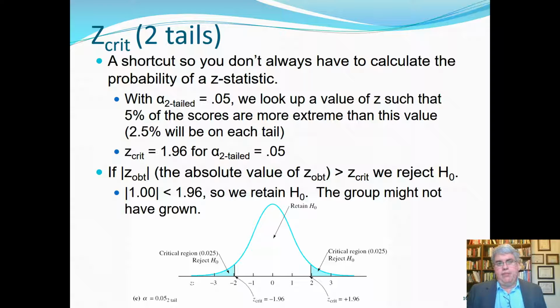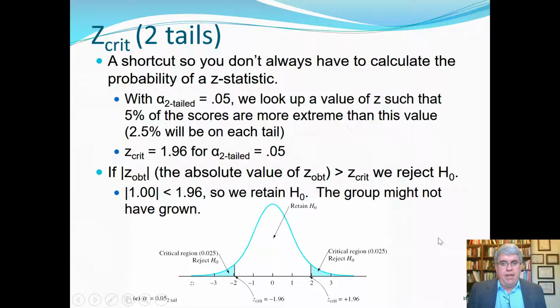So what this means is we just need to calculate the Z obtained. Our Z is our test statistic. Take the absolute value of it, which means drop off any negative signs that are there. And if that's greater than our critical value, we reject the null hypothesis. In our example, the absolute value of our Z statistic, 1, was less than 1.96, so we retained the null hypothesis. The group might not have grown.